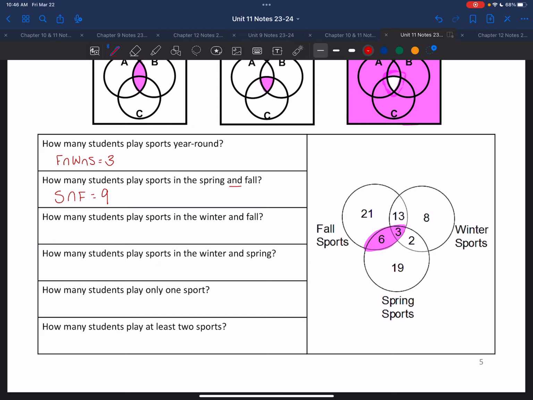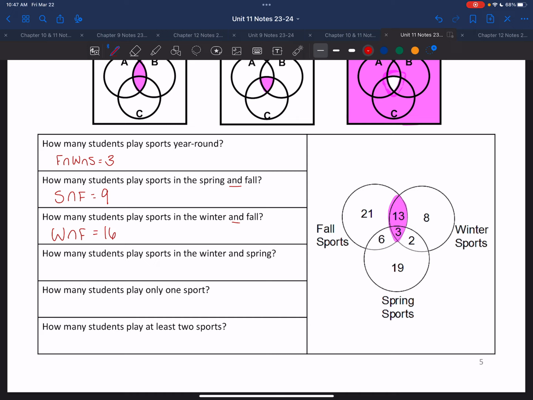It says how many students play sports in the winter and fall? Okay, so the word and. So winter and fall. On the Venn diagram, that would be this intersection right here. It's where the fall and winter sets overlap. And so 13 and 3 add up to be 16.